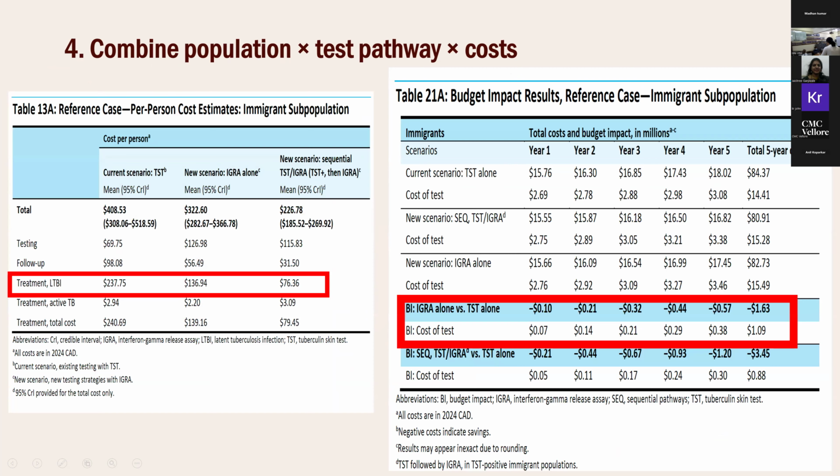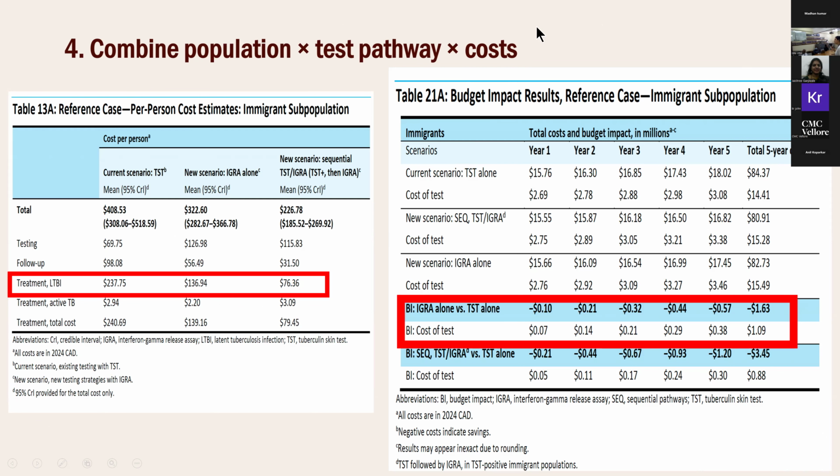Now you need to combine all this. So all the tests plus the people, and then you calculate the score. So this is per person cost. Okay. So I just want to highlight here that the current scenario is just a TST. New scenario is IGRA alone, or you can have TST plus IGRA. So now if you look here, the treatment for latent TB becomes cheaper as you include the TST plus IGRA. So basically what happens is your false positives are coming down. So you're increasing your specificity. So only those who are truly positive end up getting treatment. So downstream cost comes down if you're having a better, more robust tool for looking for TB.